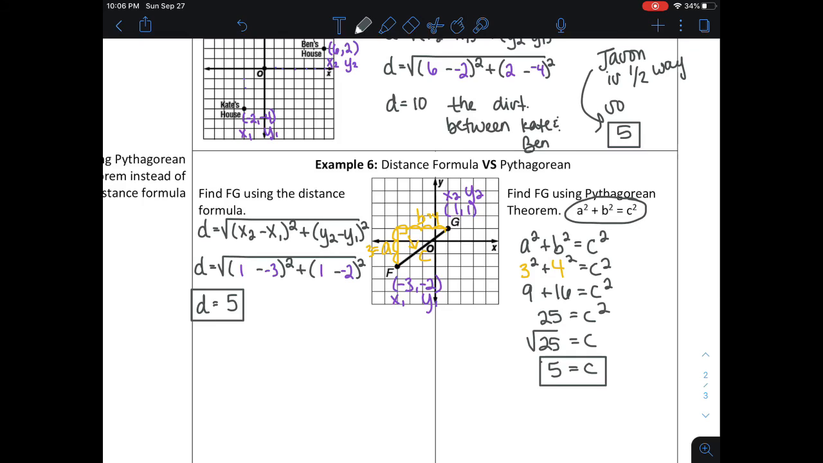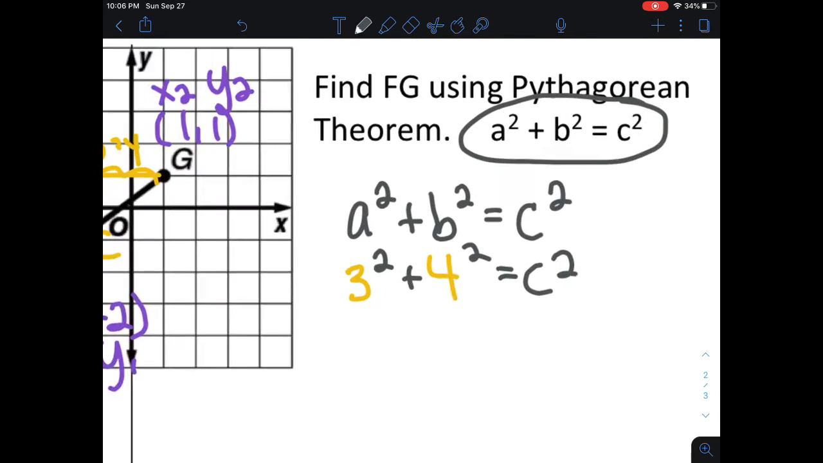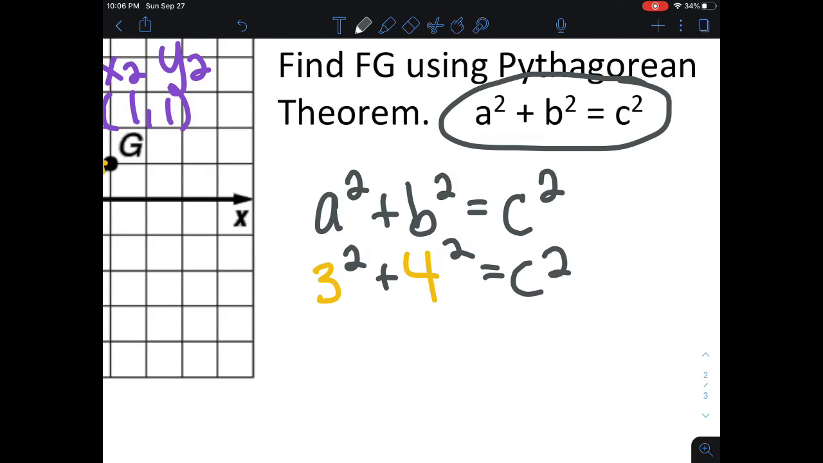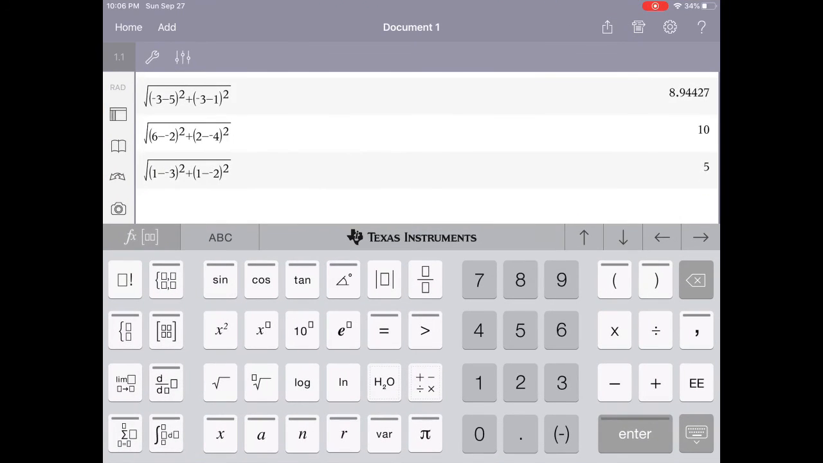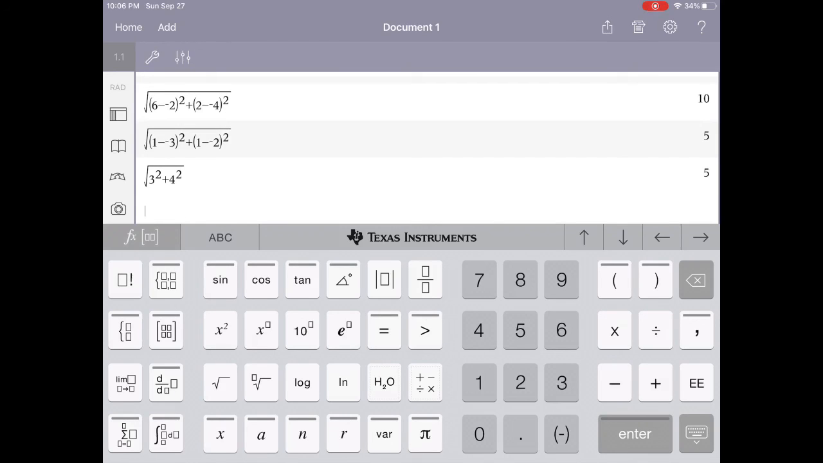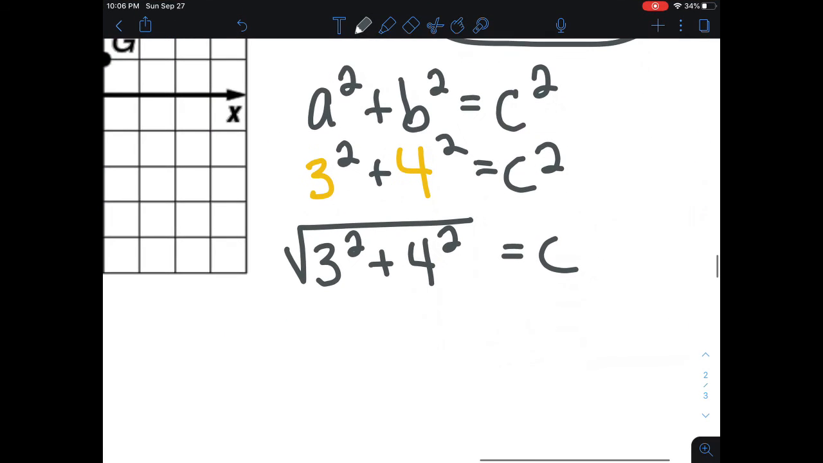So either way, you can use Pythagorean Theorem or distance formula. Oh, and just to help you out a little bit, because that's a lot of steps, right? We don't like steps. God forbid we actually work. Okay. Once you're doing Pythagorean Theorem, when you get to this step, all you need to do is take this side and take the square root of it. You can literally do it like that to save you a few steps of writing. So let's go over here and verify that. See? You still get 5. Easy stuff.